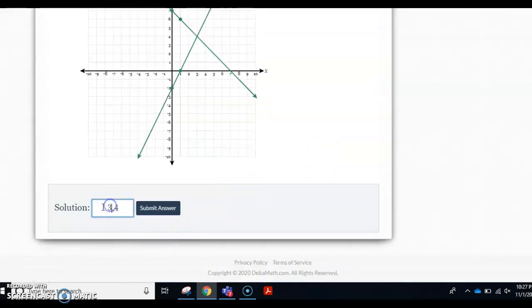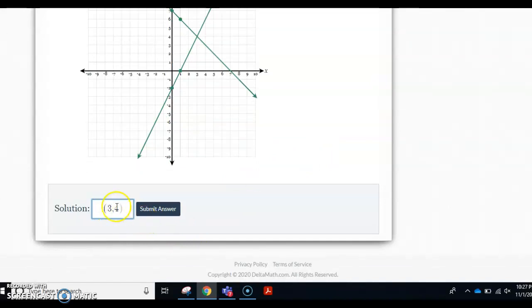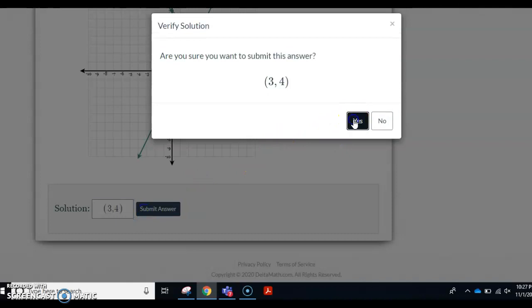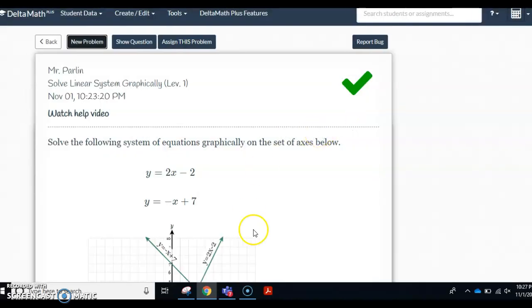So let's go ahead and put that in parentheses. Before we submit our answer, remember it's always x first and then y. All right, and that's how you solve a system of equations graphically.